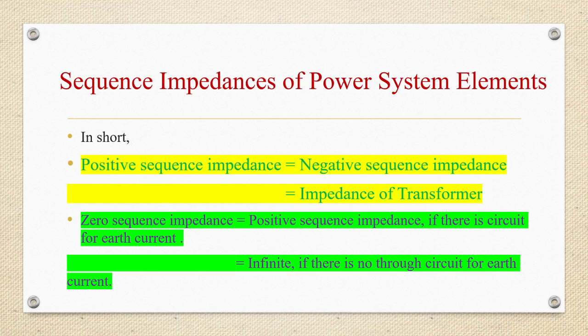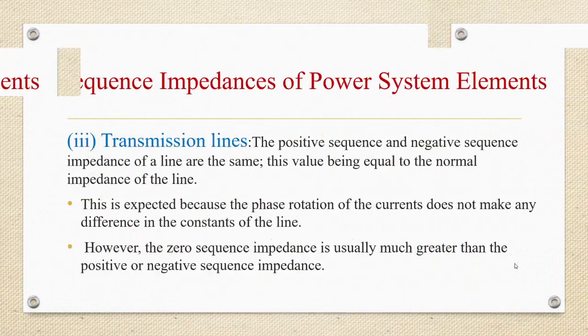We are writing it in the form of an equation. Positive sequence impedance is equal to negative sequence impedance, and that is equal to the impedance of the transformer. Zero sequence impedance for earth current is equal to positive sequence impedance if there is a circuit for earth current, and it is infinite if there is no circuit for the earth current.